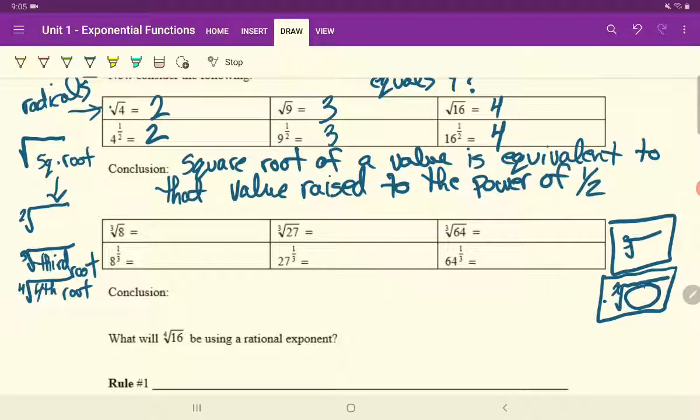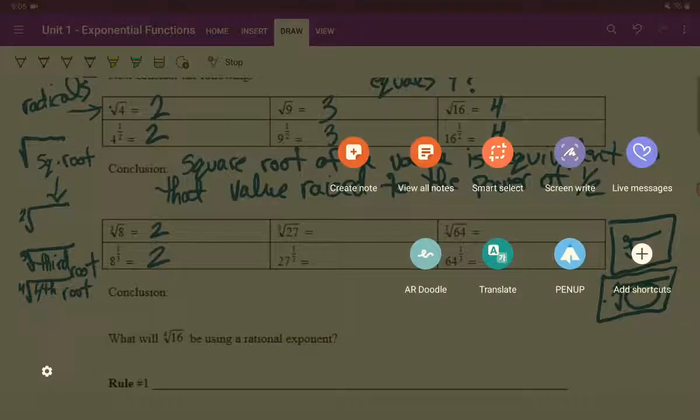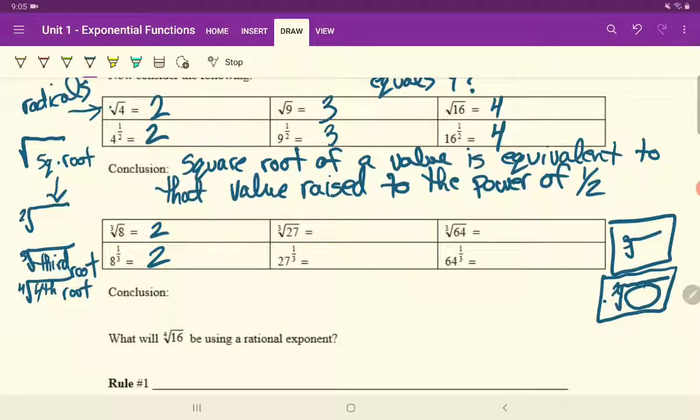So the cubed root of 8 is what number times itself 3 times equals 8? It's 2. 2 times 2 times 2 is 8. If you pulled out your calculator and did 8 to the power of bracket 1 divided by 3, close bracket, you would also get 2. And then here, what number times itself 3 times equals 27? It's 3. And if you did this on your calculator, you'd also get 3. Hopefully you're starting to see a pattern here. The cubed root of 64 is 4, and that is also 4.